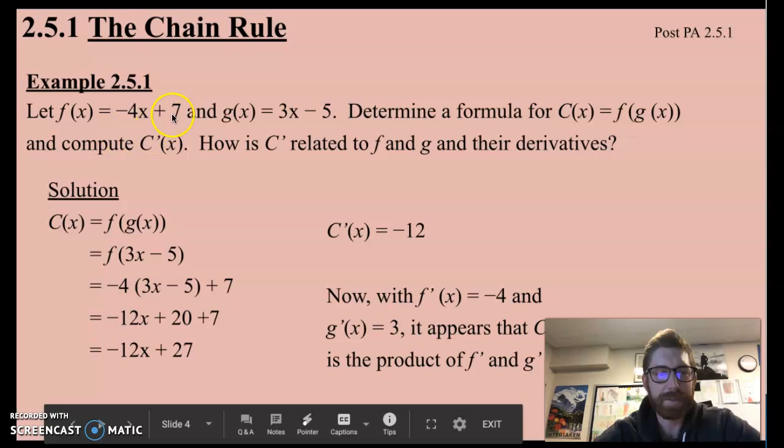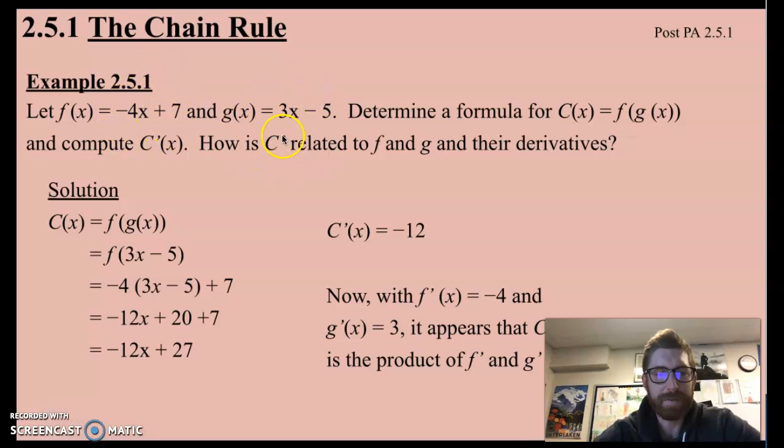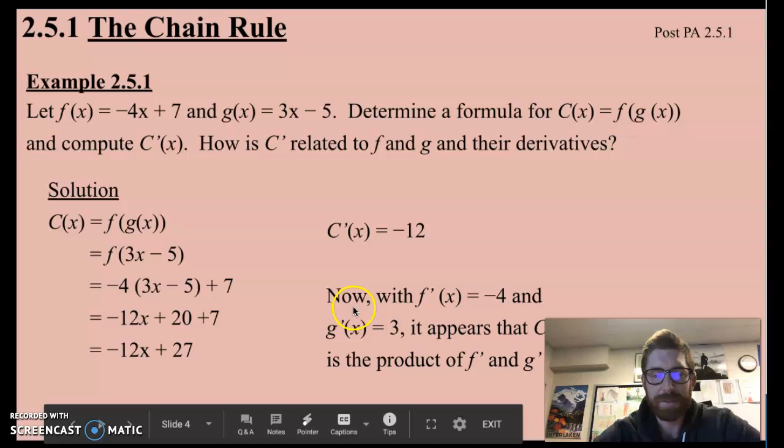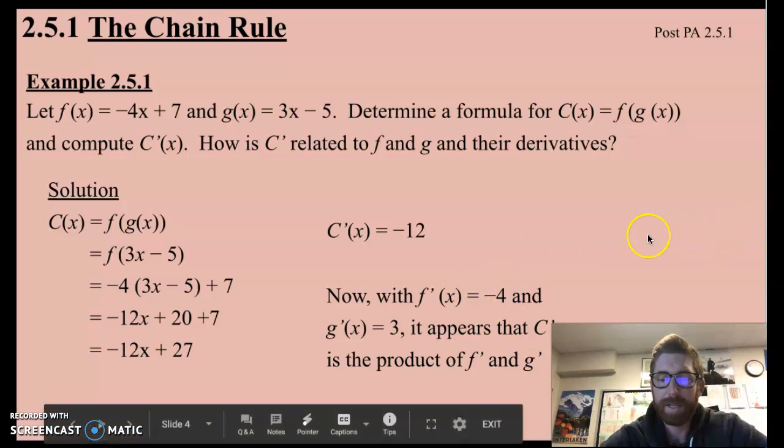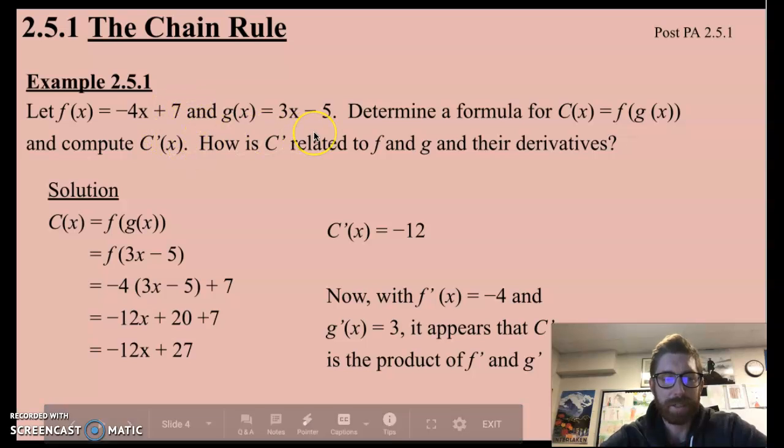Now you'll notice the derivative of f of x is negative 4, and the derivative of g of x, just the slope, is 3. So you'll notice that taking those two derivatives and multiplying them together is equal to the derivative of their composition. So that's going to be kind of helpful moving on, right? Again, sometimes it works, sometimes it doesn't, as far as manipulating your equations.